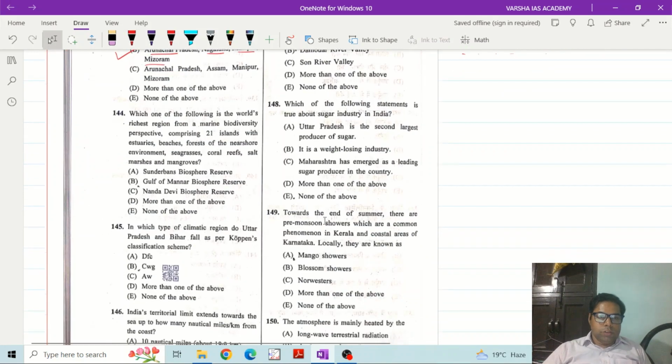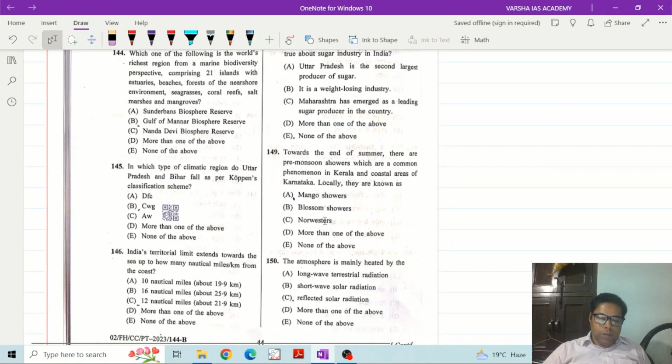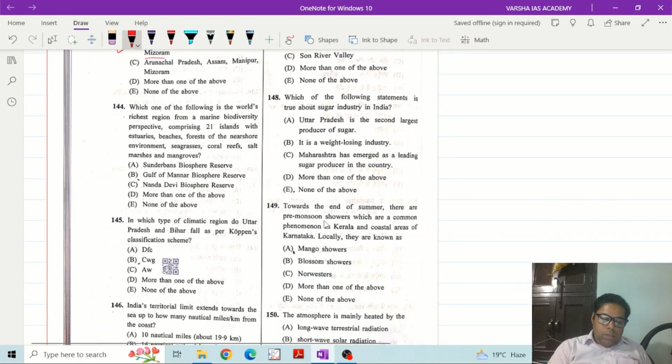So the next question is 144. Which of the following is the world's richest region from the marine biodiversity perspective, comprising 21 islands with estuaries, beaches, forests of the near shore environment, seagrasses, coral reefs, salt marshes and mangroves. So all these features exist on the coastal areas. Now we have to see which area these features belong to.